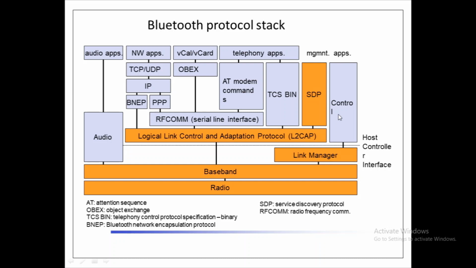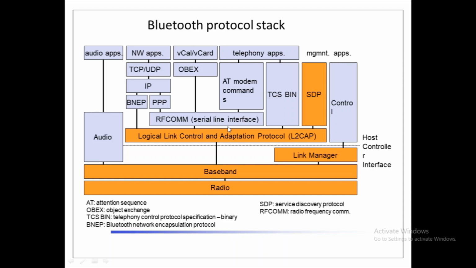Now on top of L2CAP is the cable replacement protocol, that is RFCOMM. So that emulates a serial line interface, following the EIA 232 standard, right. So this allows for simple replacement of the serial line cables and enables many legacy applications and protocols to run over the Bluetooth. So RFCOMM supports multiple serial ports over a single physical channel, right.